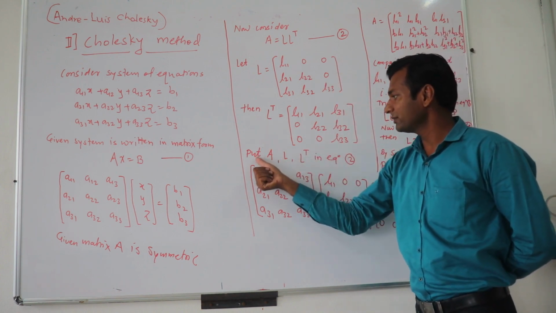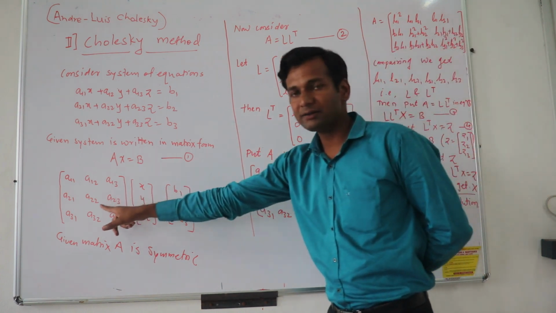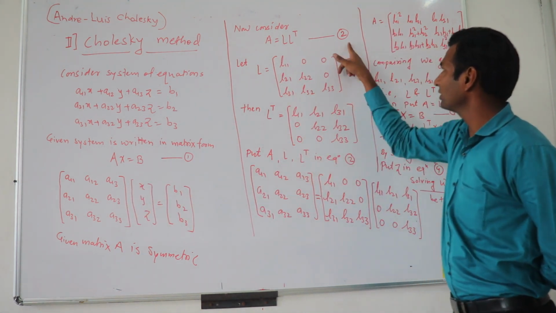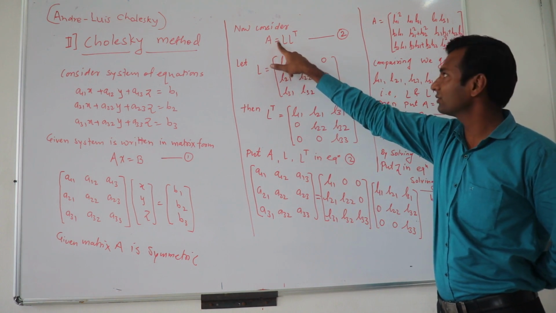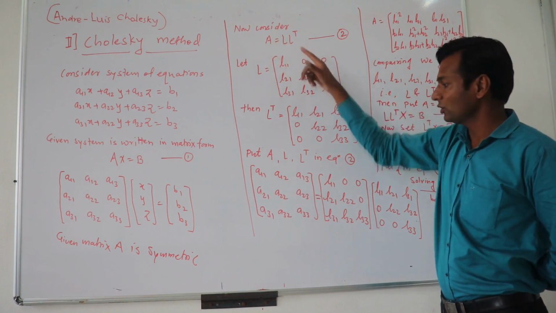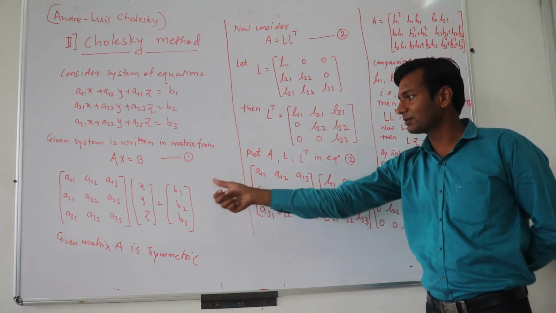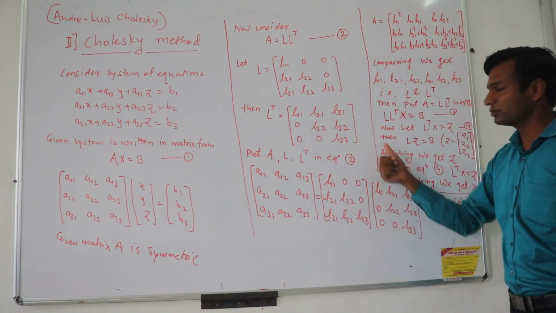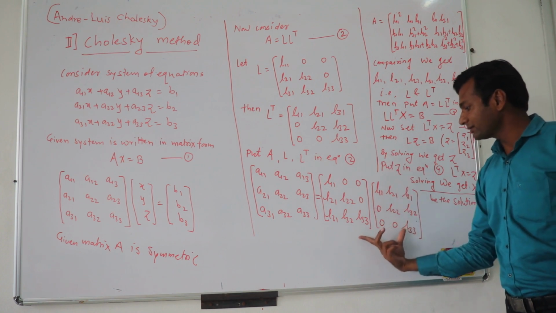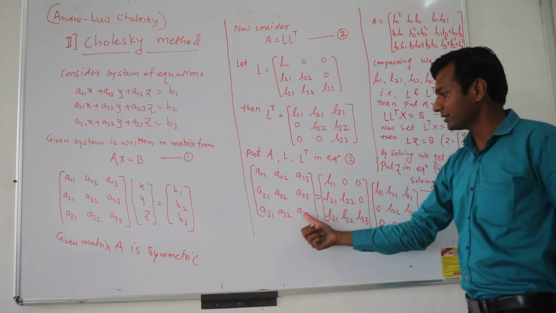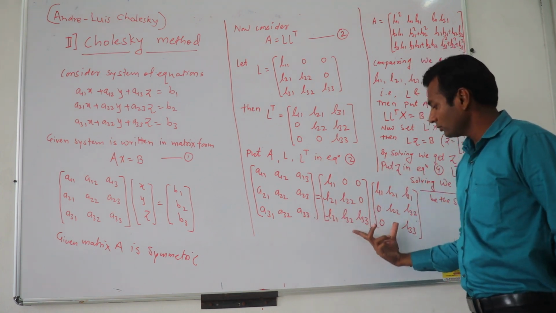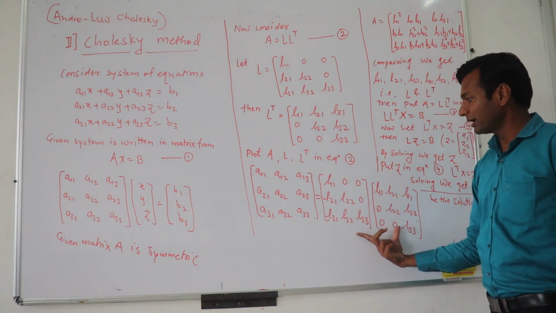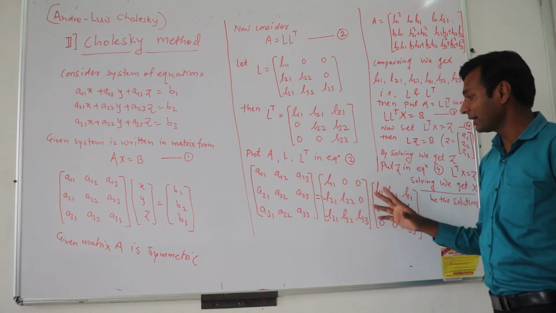Now we have to put the A matrix, L matrix and L transpose matrix in equation 2. Equation 2 means which equation? A is equal to L into L transpose. So the A matrix stays as it is, the L matrix also as it is, and L transpose this matrix. On the right hand side there are 2 matrices and on the left hand side there is 1 matrix. So we have to multiply these 2 matrices. Everyone knows how to multiply matrices.